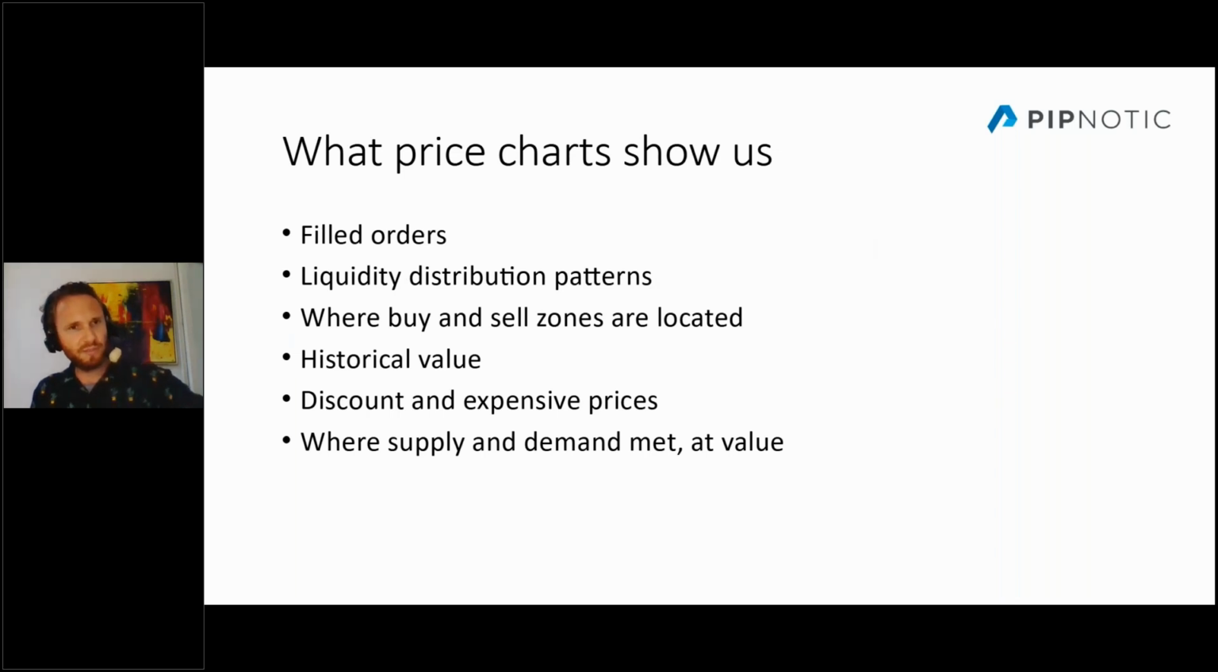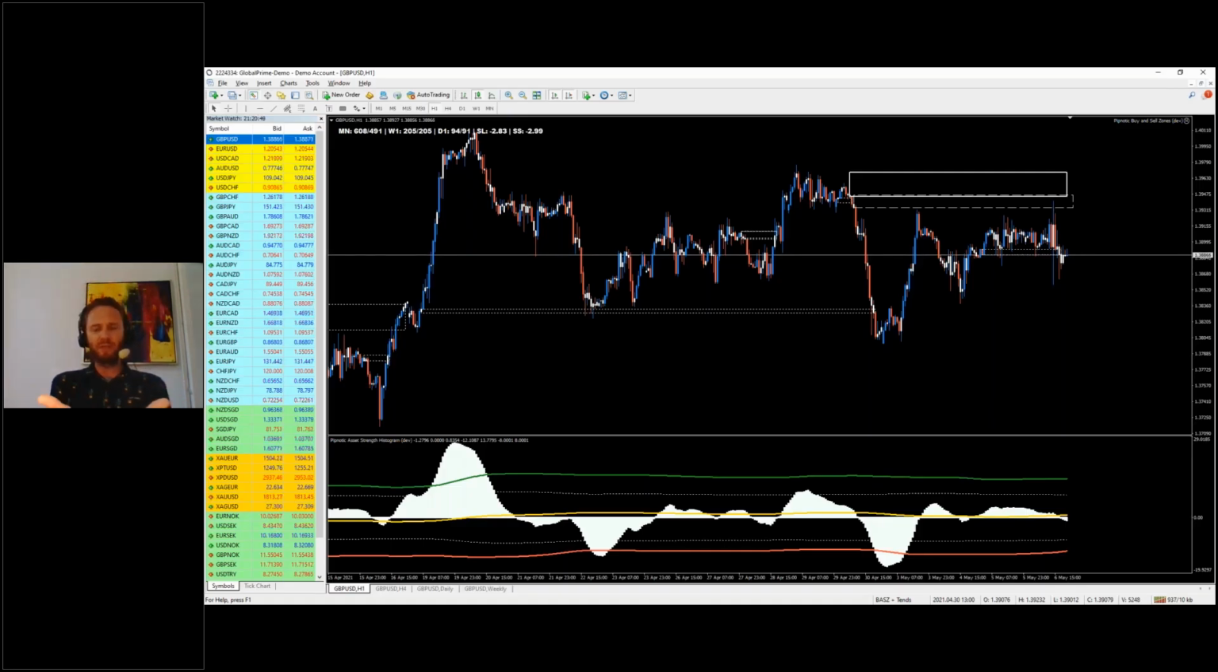So what is a price chart showing us? If you look at the price chart, we can only see what has already happened. And so a lot of people say that a price chart is a leading indicator. It's actually not. It's actually a lagging indicator because it's only showing us what has already happened. And so you just have to be very careful making assumptions about it.